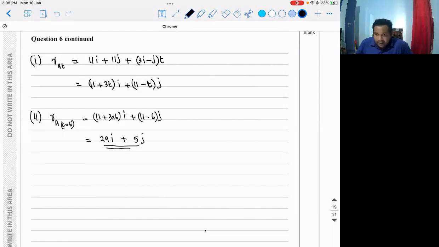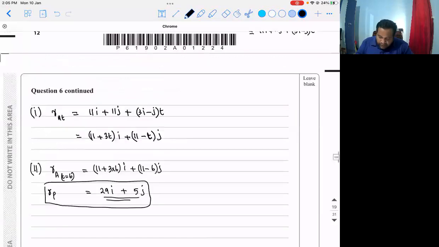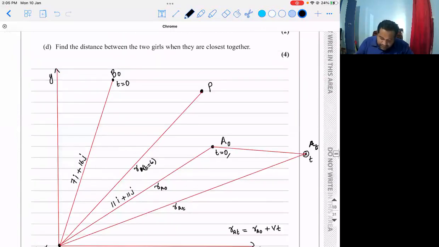And in the second part, they are asking us to show Bryony will also pass through this point. So this is actually the position vector of P. So we have to show the same point. Initially Agatha was here, and at t equal to 6 she traveled like this. And similarly, Bryony also traveled like this to the same point P.